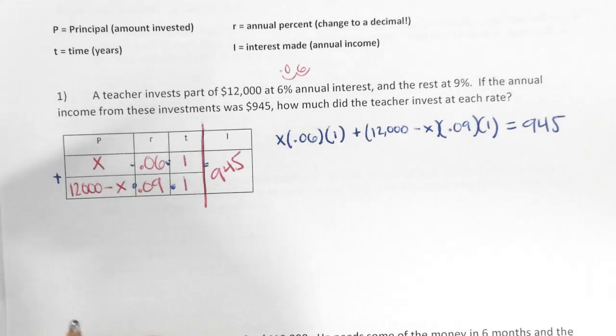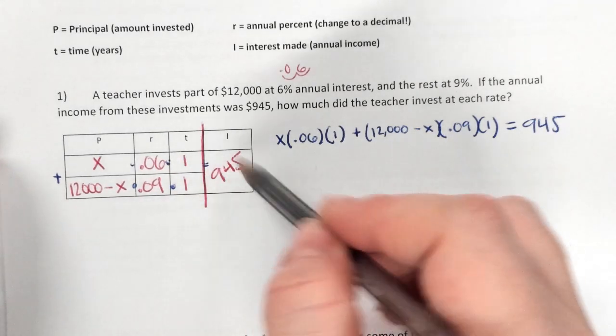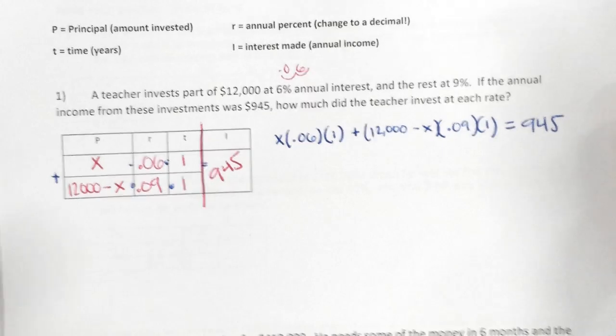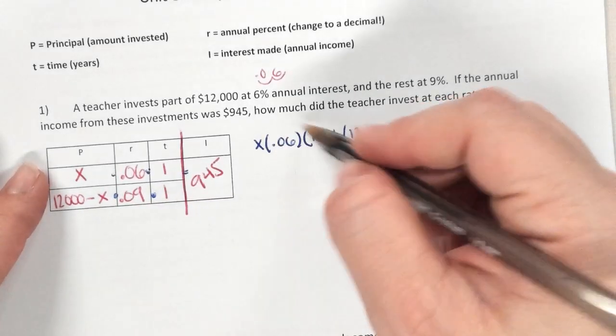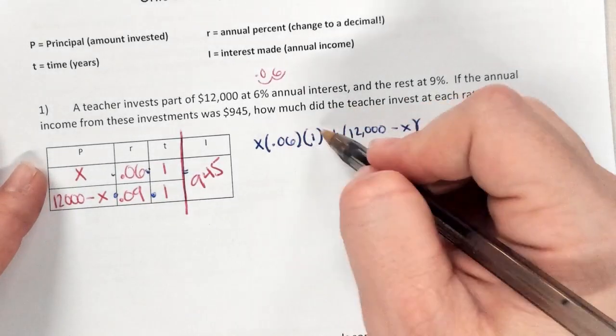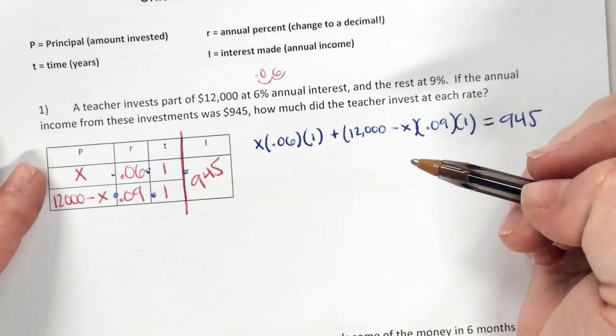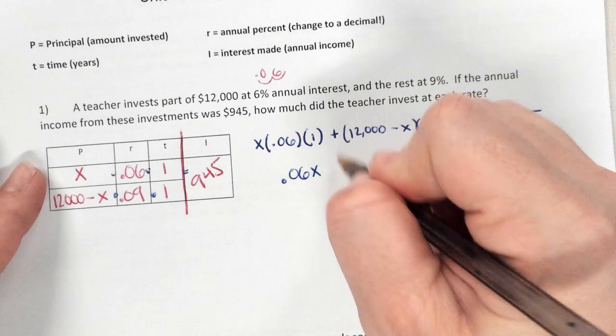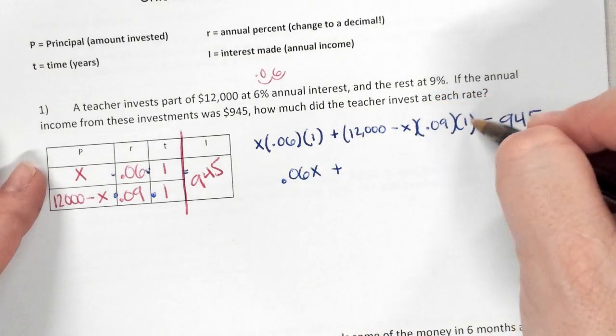Any questions with how we set that up? So top row plus bottom row equals big box. Okay. So knowing that, now we just solve. First things first, we want to simplify each term. Well, 0.06 times 1 is what? 0.06. So this is just 0.06x plus, here, what's 0.09 times 1?